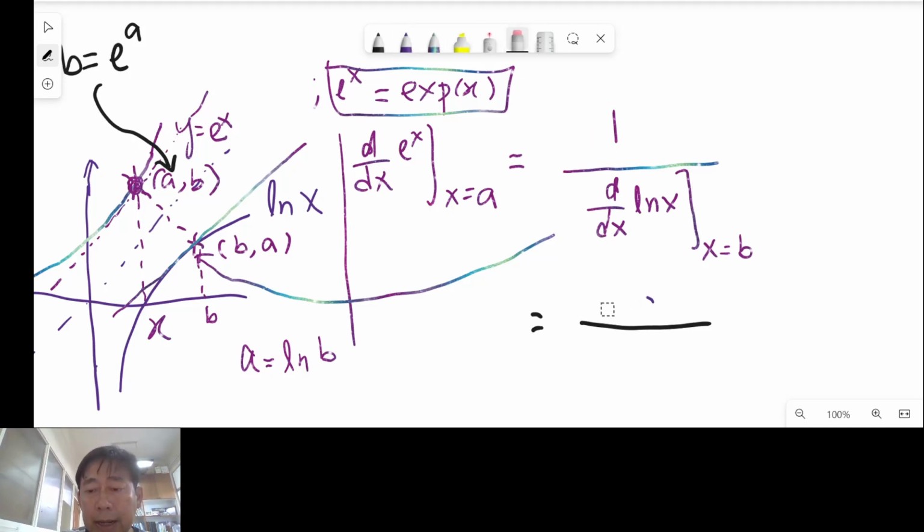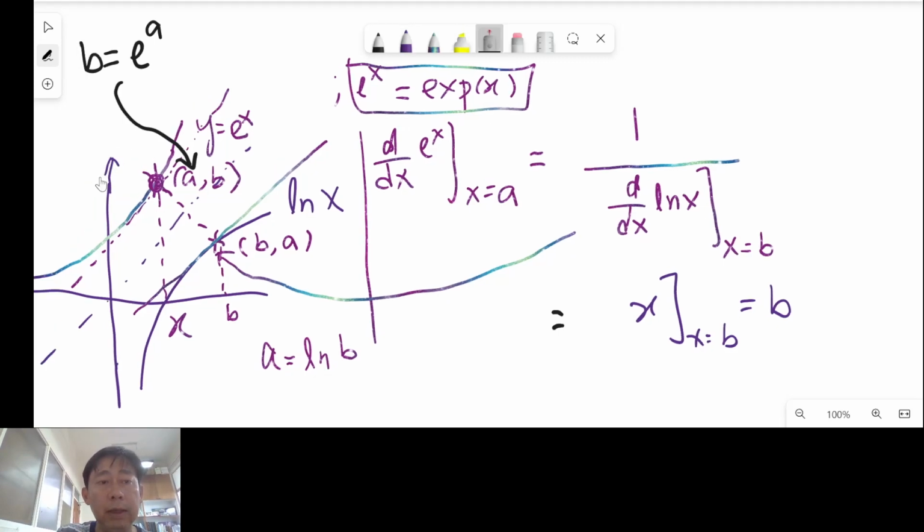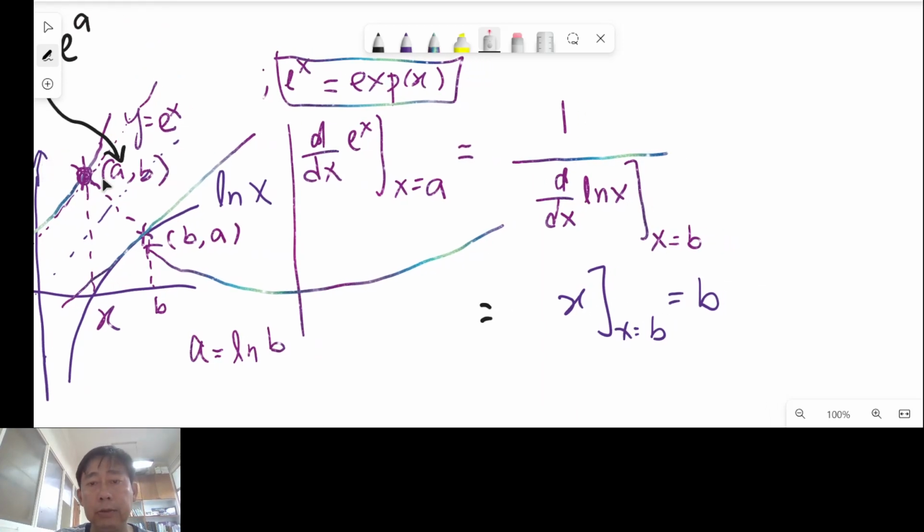Maybe I should write it like this. That is equal to x evaluated at x equals b, which is just equal to b, when you substitute x by b. And b is related to a through this relationship here, right? So b is nothing but the exponent of a.